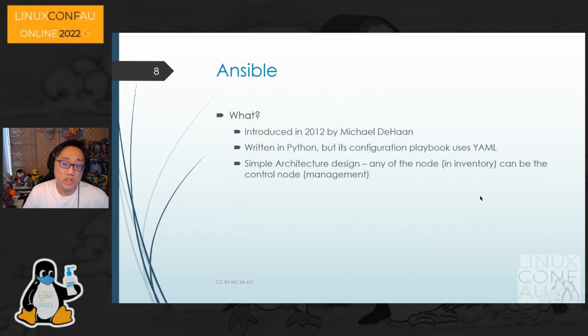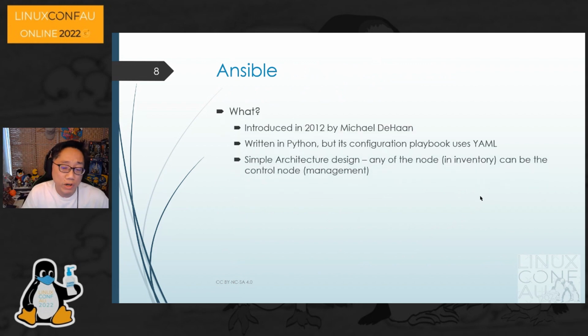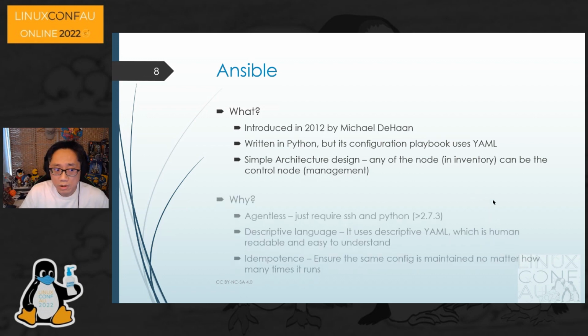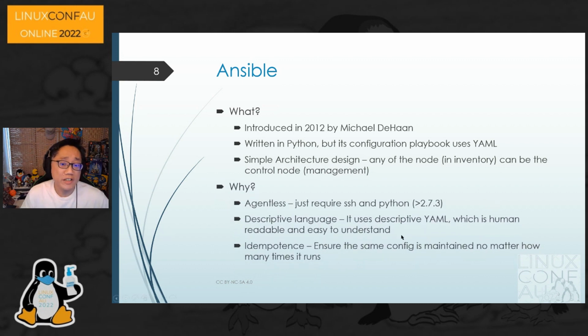Ansible was first introduced by Michael DeHaan in 2012, mainly written in Python, which is the favorite language for everyone who does programming, DevOps, developers, and so on. The configuration files, the playbooks, actually use YAML. YAML itself is a fairly easy to understand language. Plus, Ansible can start with a simple architecture. Any one of the nodes that have Ansible installed can be the control or management node used to manage the fleet of systems. And that's why I chose Ansible.